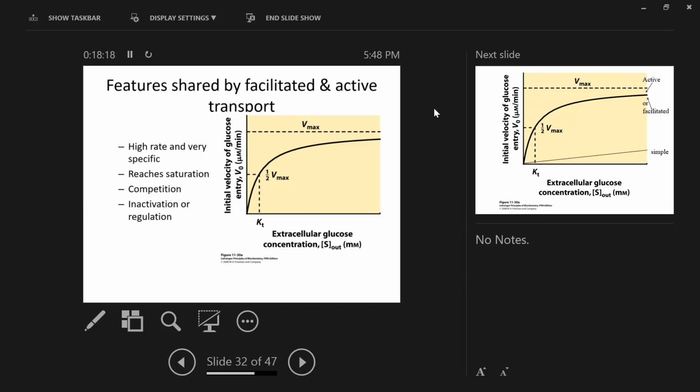Some transport may get activated. Examples: LDL, which carries cholesterol into the cell, but if that cell already has lots of cholesterol, it's not going to let any more in. So they can be regulated. You can have regulated transport, just like you have regulated enzymes.